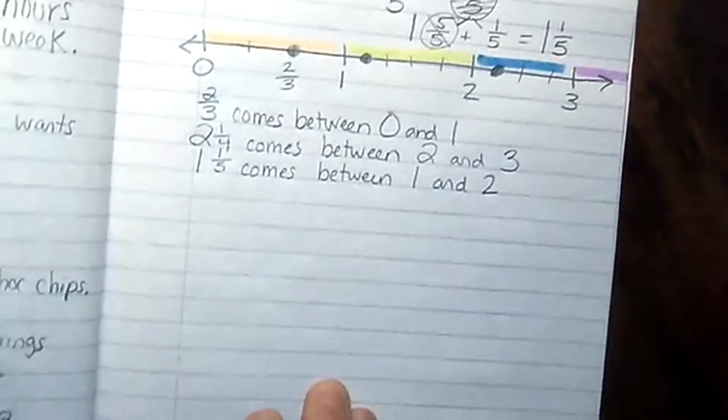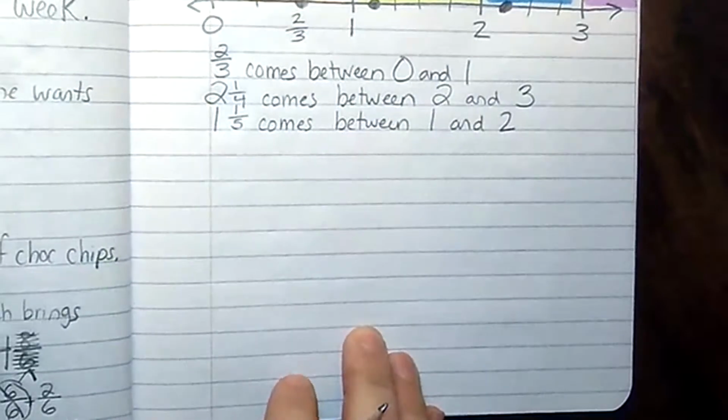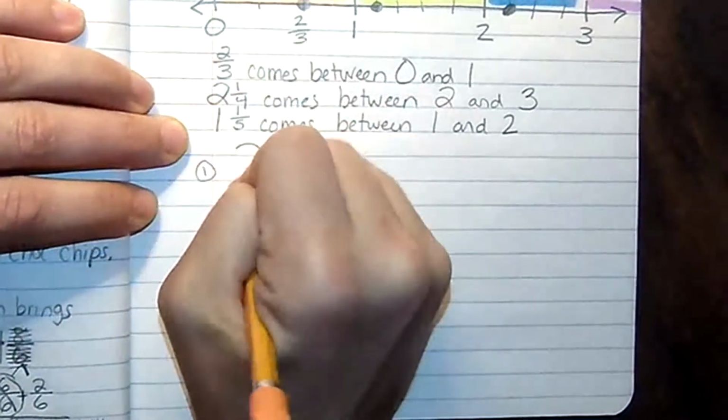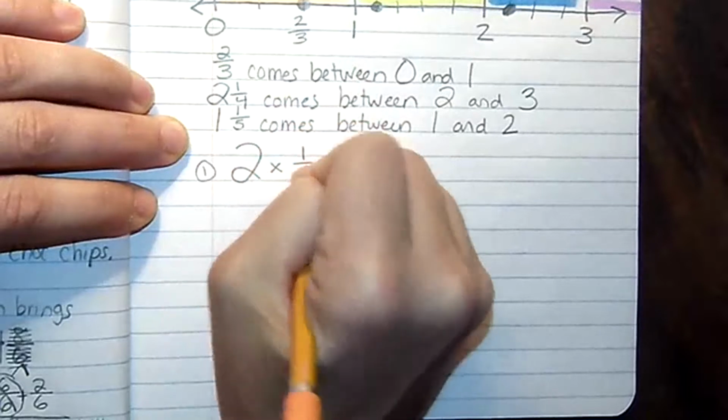So if you can do these, you're going to be in great shape. We have 4 examples we're going to try together. Here's number 1. What if I needed to do 2 wholes times 1/3?